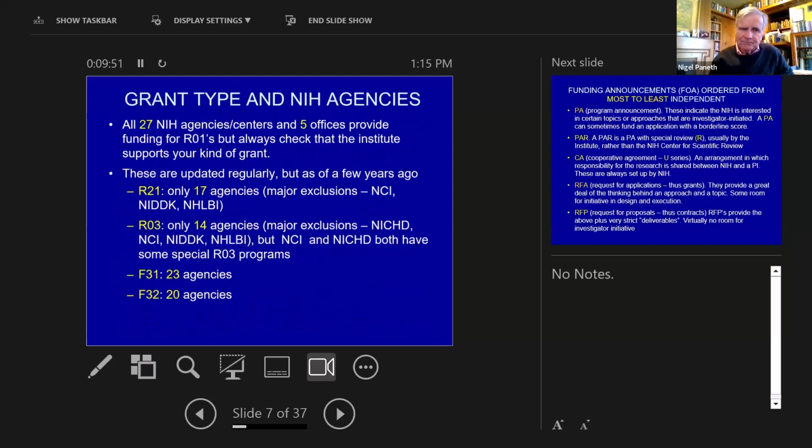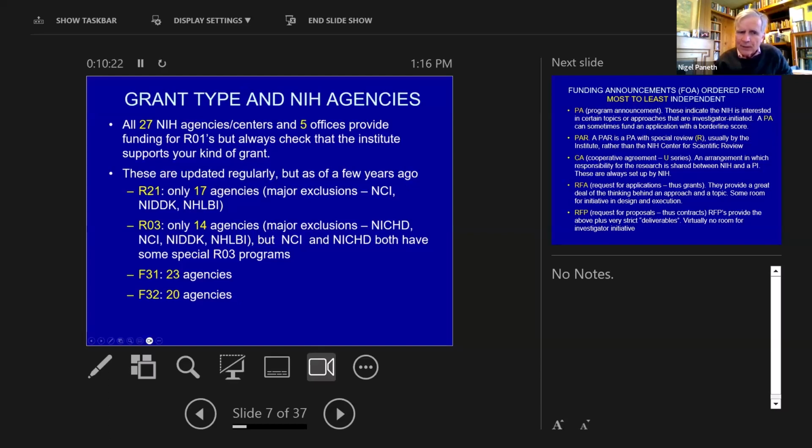Next slide. So here's an important point to know. There are 27 NIH agencies and 5 offices. There's the Office of Women's Health, Office of Minority Health, Office of the Director. They can also provide grant support. Every one of them supports R01s, but not every one of them supports some of the subdivisions. And I had looked at this a while ago, and I haven't updated it.